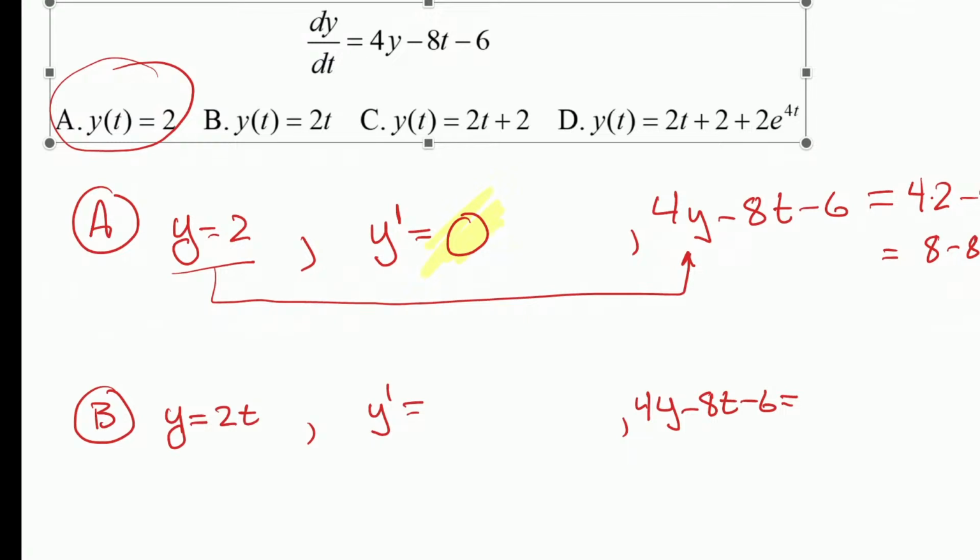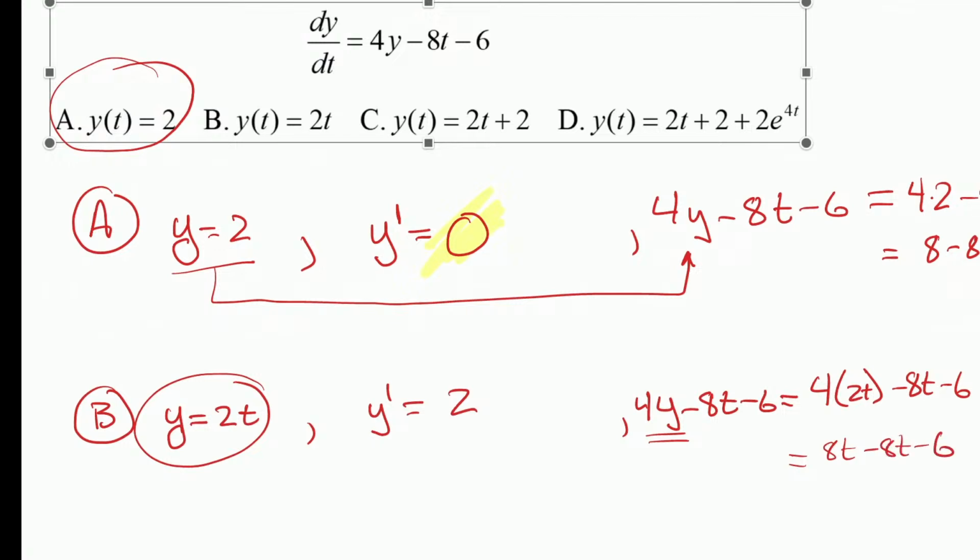Okay, let's find a volunteer. Luke, what's the derivative of 2t? Just 2, very nice. Now we'll plug this in. This is all that gets plugged in over here, isn't it? So I'll plug that in over there, and I get 4 times 2t minus 8t minus 6. And that's going to be 8t minus 8t minus 6, which is equal to negative 6. That's not the same either.